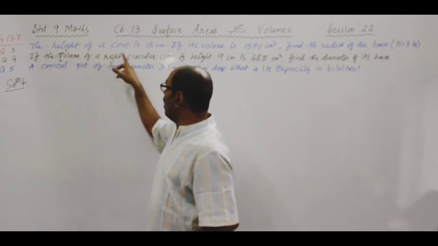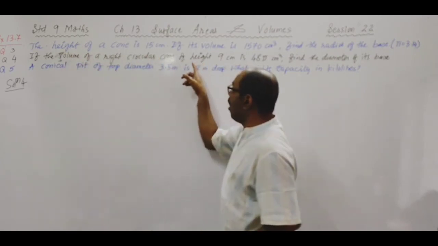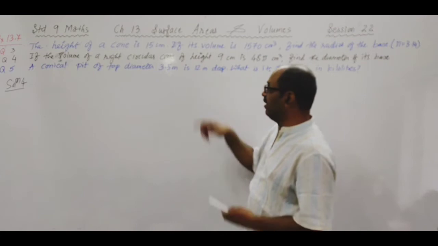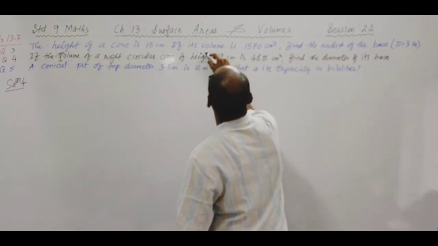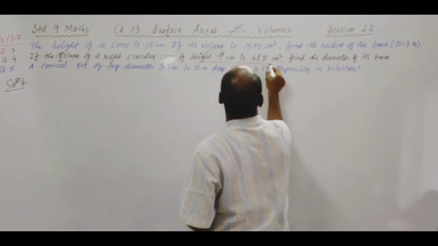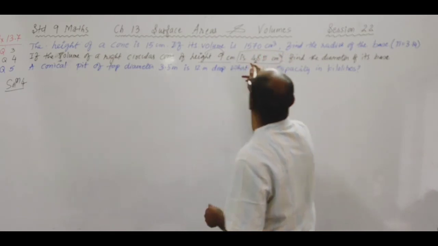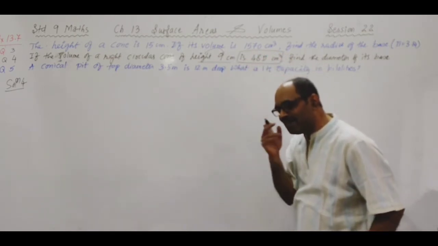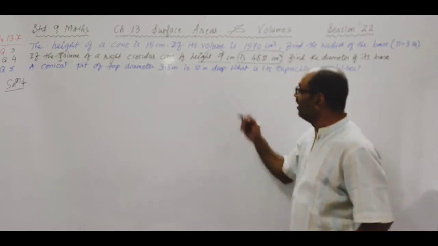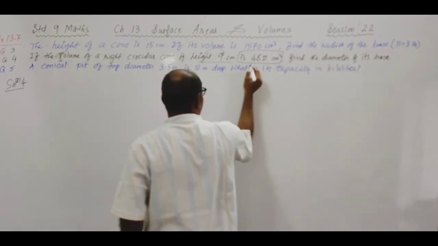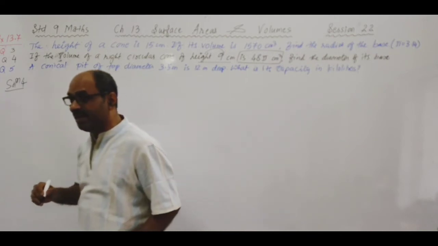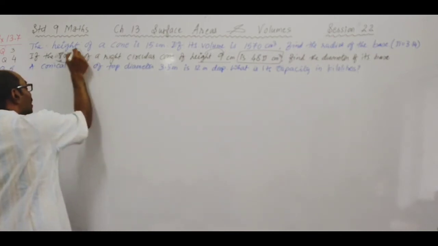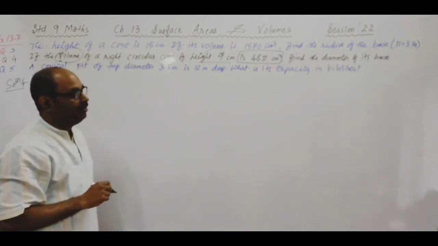If the volume of a right circular cone of height 9 centimeter is 48 pi centimeter cube, find the diameter. Pi will cancel, that's interesting. What is 48 pi centimeter cube? The volume.